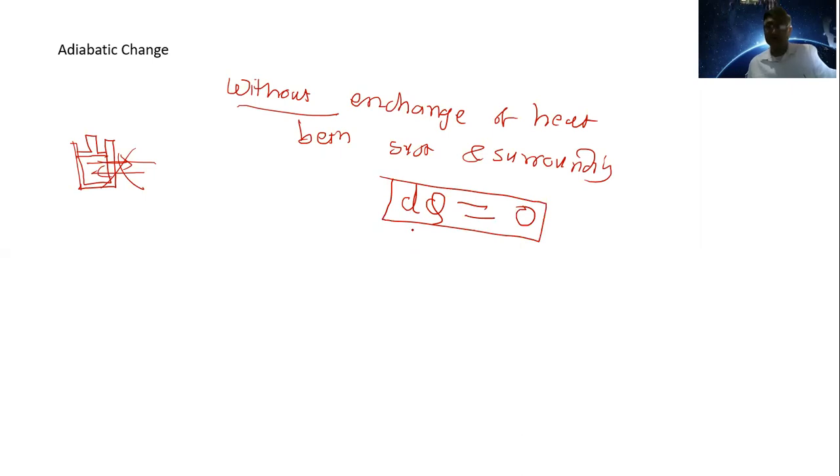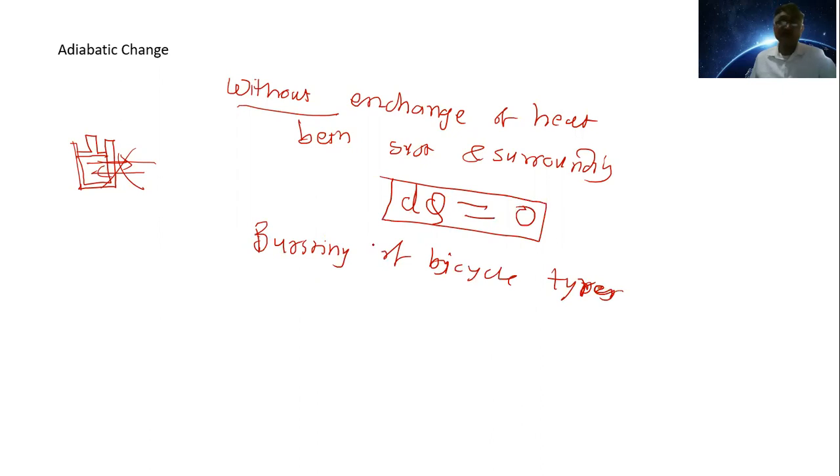What example can we give for adiabatic change? In summer, there is bursting of bicycle tires. This bursting of bicycle tires is due to the adiabatic change. You can give this example. That is, bursting of bicycle tires. This is the example for adiabatic change.